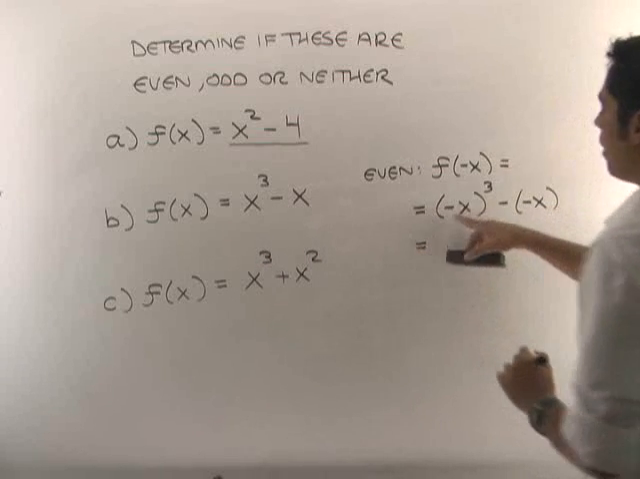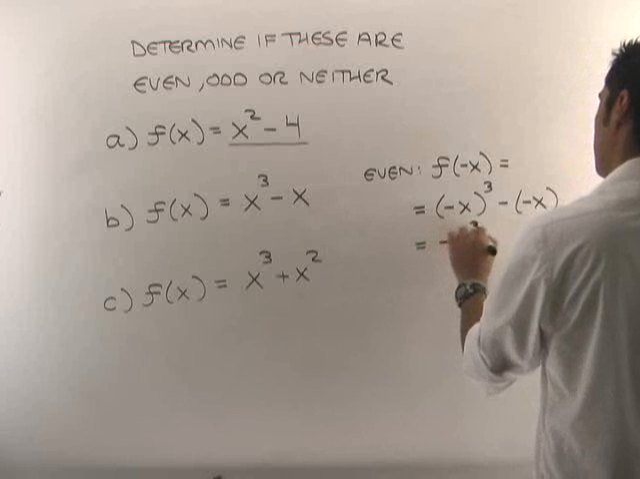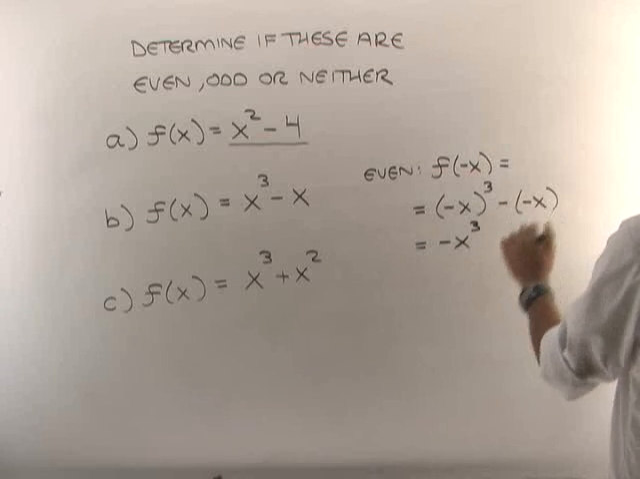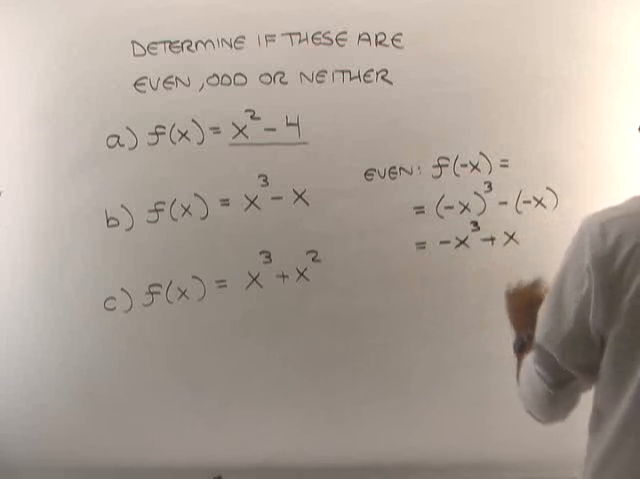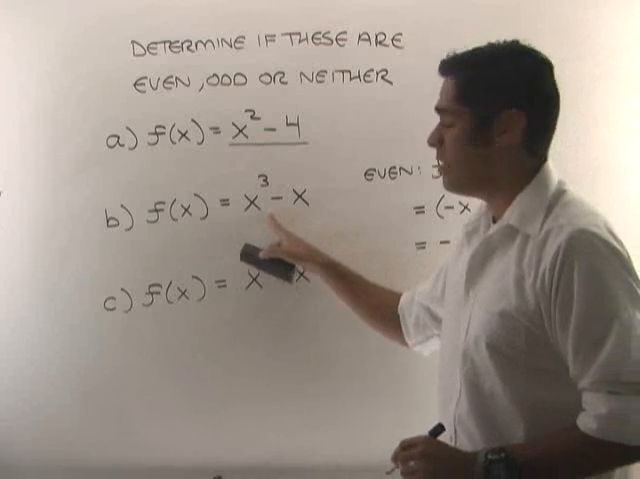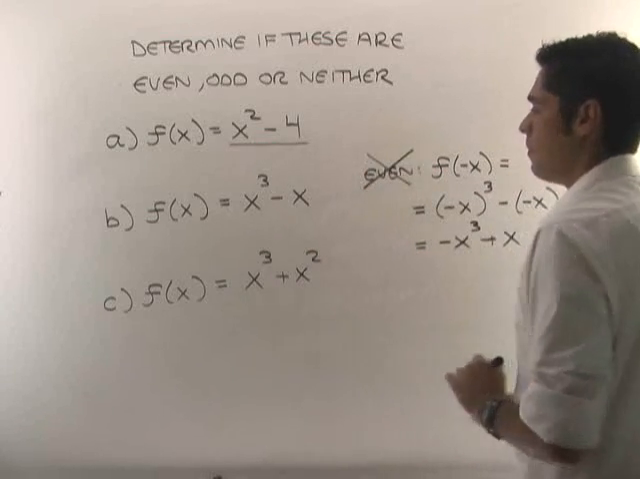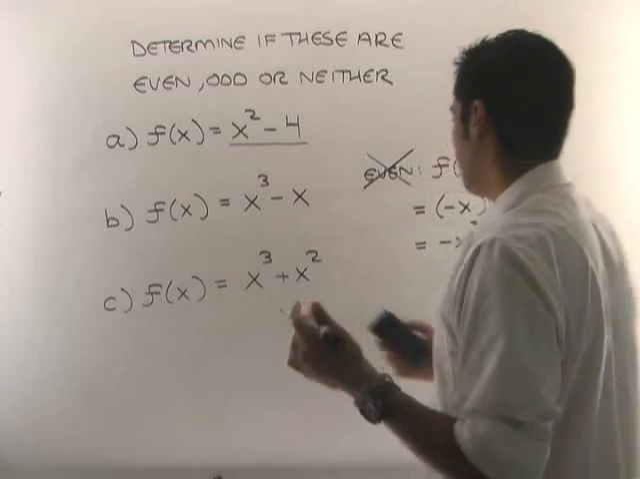Now when you take a negative number and you cube it, it's going to come out to be negative. So it's negative x cubed. And then minus the negative is going to become plus x. So notice that negative x cubed plus x is not the same as this, and therefore we can conclude that this is not even. Now we go and we check to see if it's odd.